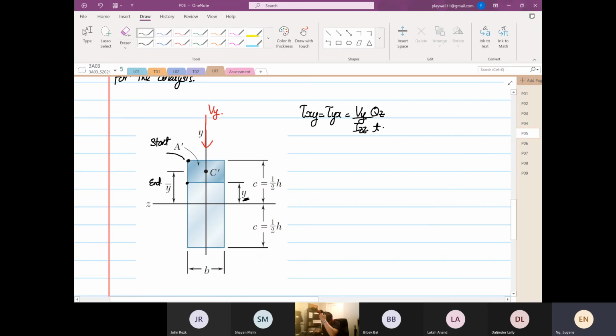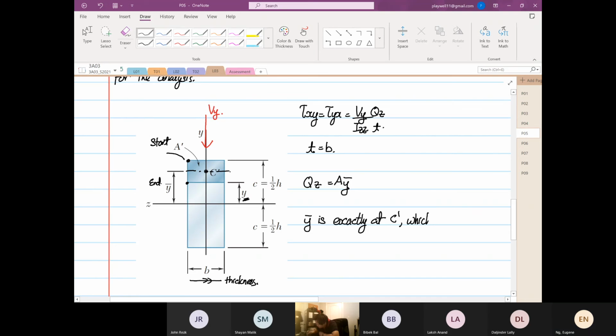A straightforward thing to do now: we know that the thickness t is equal to what? V. Because parallel to the ZZ axis, this is our thickness, the thickness of our area of interest. Now we are going to find Qz. Qz is equal to A y bar. As you can see, the y bar is exactly at C prime.